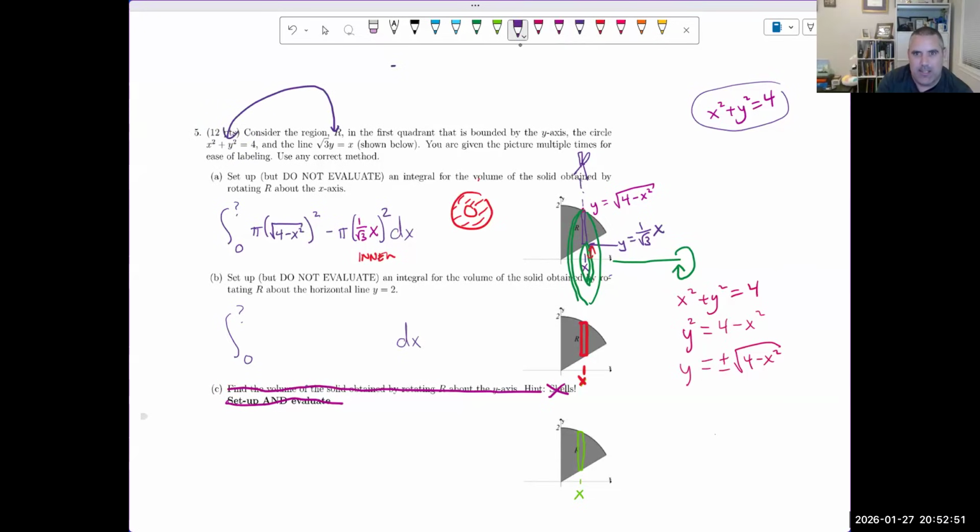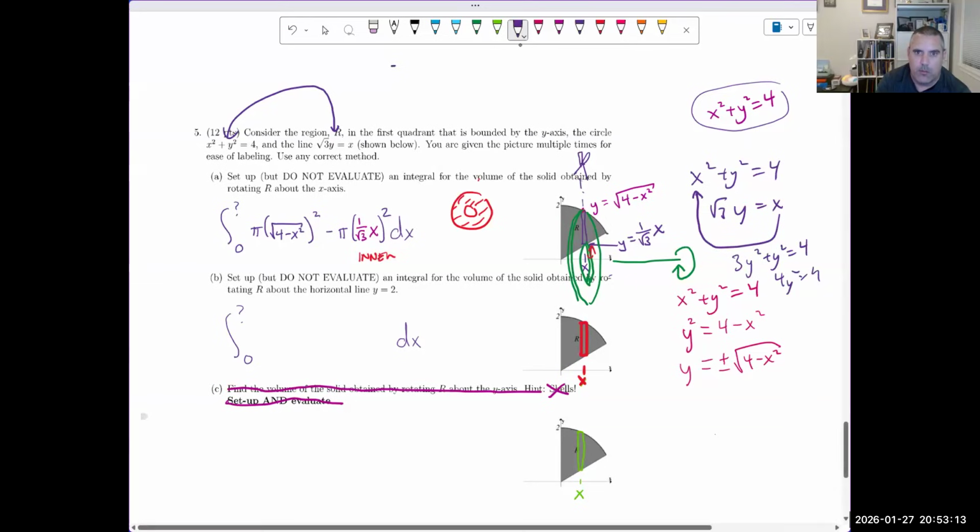But I think it's not as bad as it seems because if you find the intersection of these two things, I could have done that at the beginning. Shove this in. Actually, I'm solving for x, but that's fine. Square root of 3 squared, so it's going to be 3y squared plus y squared is 4. So 4y squared is 4. So this is y equals 1. And if y is 1, x is root 3. So this is root 3.